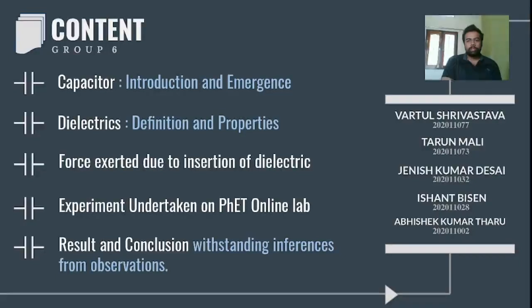These are the basic topics which we will be covering in this presentation. First of all, we will be learning about capacitors, dielectrics, and the basic terminologies required to understand the experiment. Then the theoretical understanding of what happens when we insert a dielectric inside the capacitor, and what inferences we can draw theoretically. Then we will do it practically as an experiment on the PhET online lab, and then we will come to the result and conclusion part of the whole experiment.